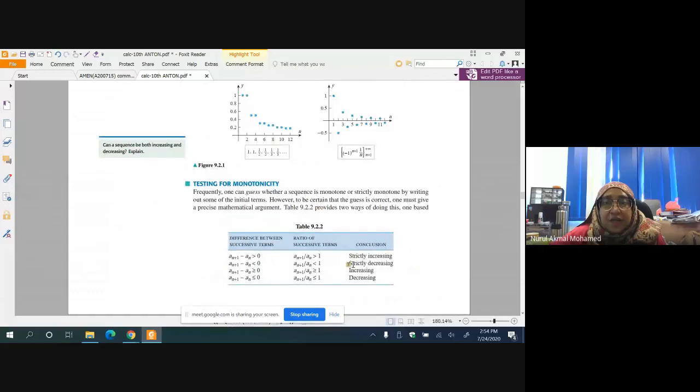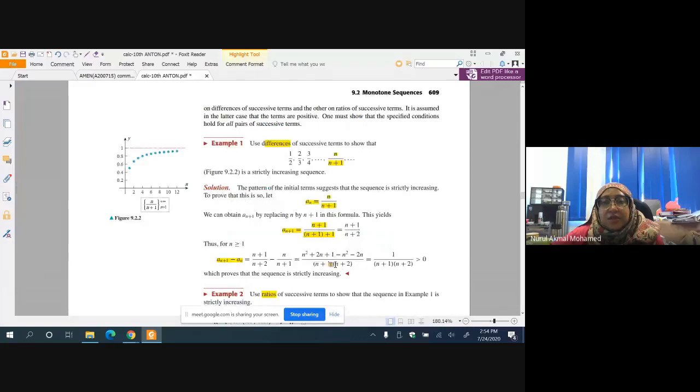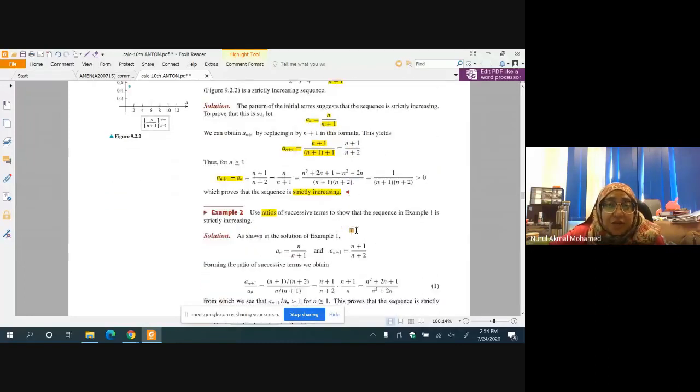So if you look at the table here, it should be strictly increasing, because the difference will never be equal to 0. So it should be the first one, strictly increasing. So this is by the difference. But of course, you can also use the ratio of successive terms.